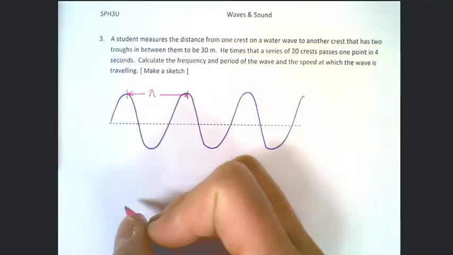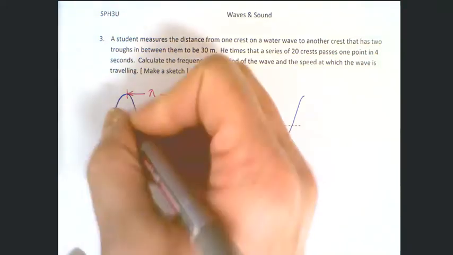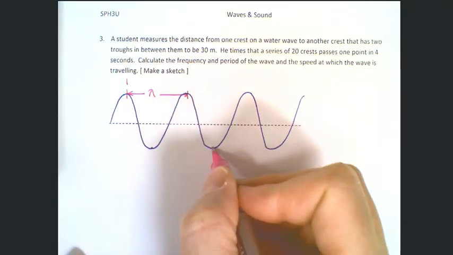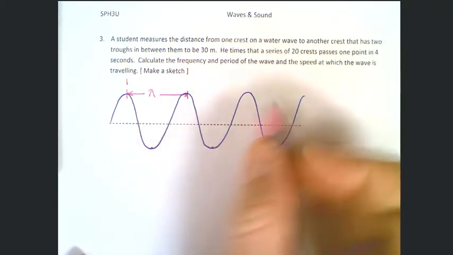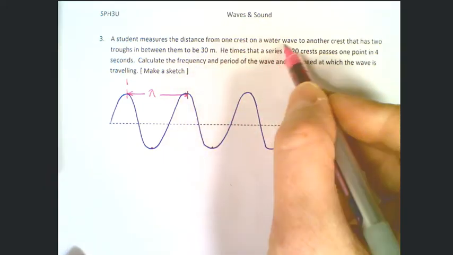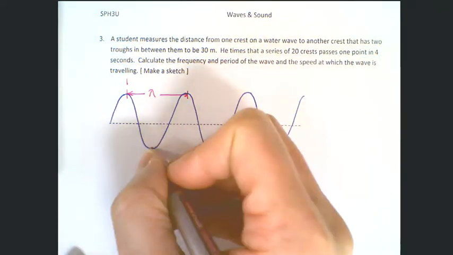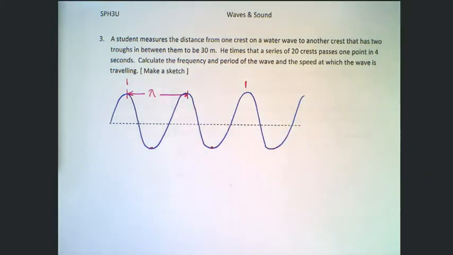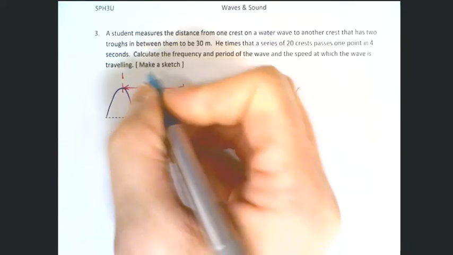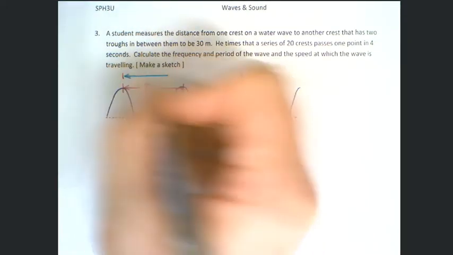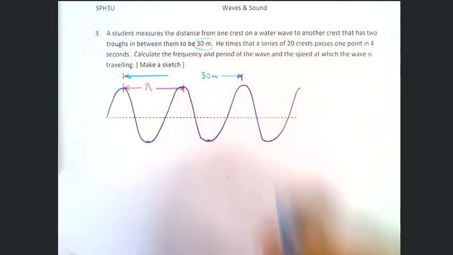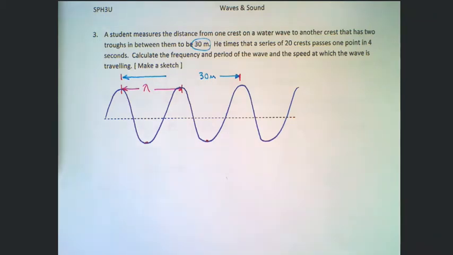Now what we're going to look at is that it says the distance is 30 meters if we start at one crest. So let's say we start at this point here, and it says there's 1 trough, 2 troughs, and it says that the distance from one crest on the water wave to another crest, where there's 2 troughs in between, so that's to here, right there. So we know that this is 30 meters as given in the question. Now the question becomes, how many wavelengths are there?